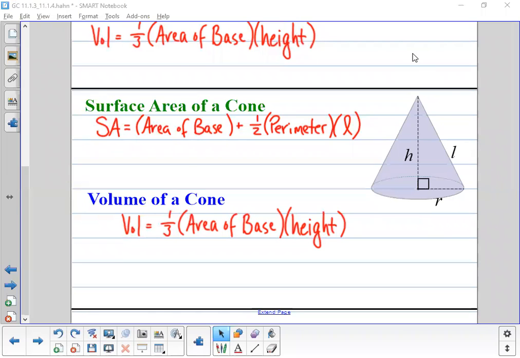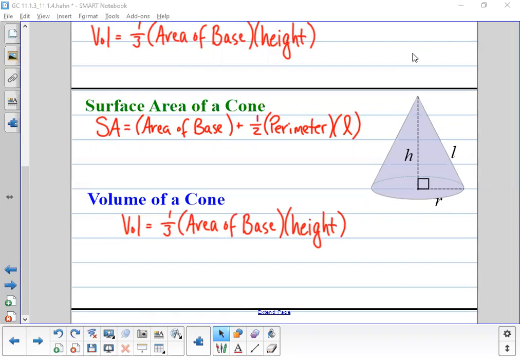What if our solid is a cone? Cones are very similar to pyramids, but the big difference is that the base of your cone is always going to be a circle. Cones will also have a height and a slant height, but it kind of simplifies things when their base is a circle because there's only one shape that we ever have to worry about finding the area of.